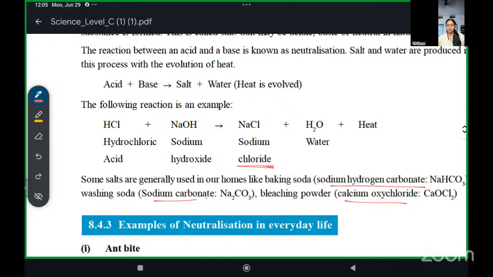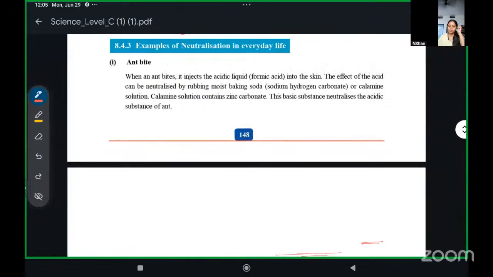Ma'am, should we remember the chemical names for the exam? Should you remember the chemical names? These short forms, NaHCO3 or CaOCl2, it's fine if you don't remember the chemical names. But you can learn one or two of the full names, like sodium hydrogen carbonate, sodium carbonate, or sodium chloride. You can just learn the easy ones, sodium chloride and sodium carbonate, for the exam.